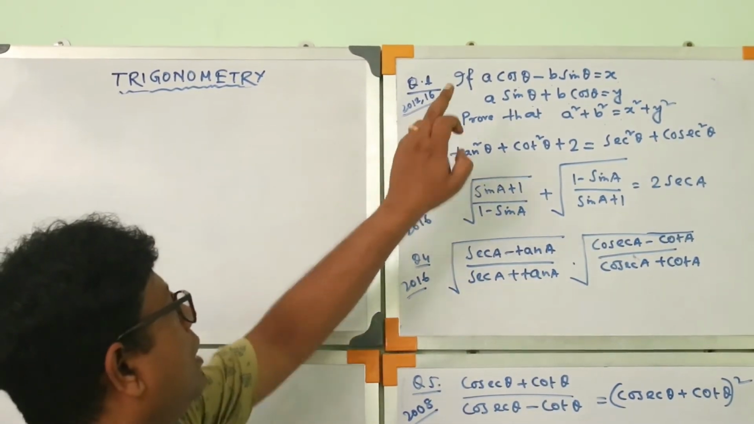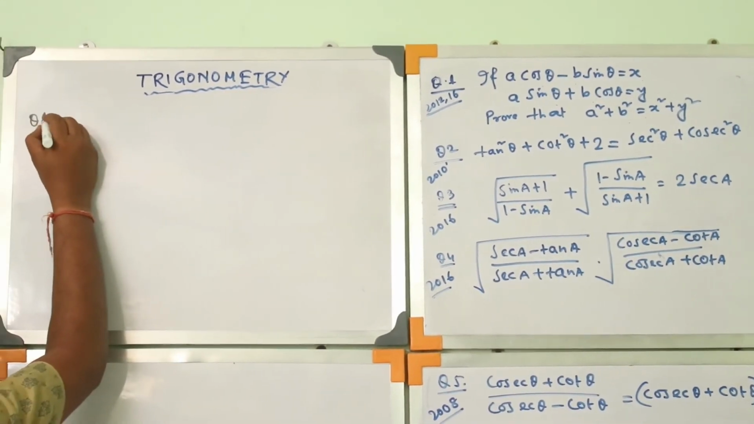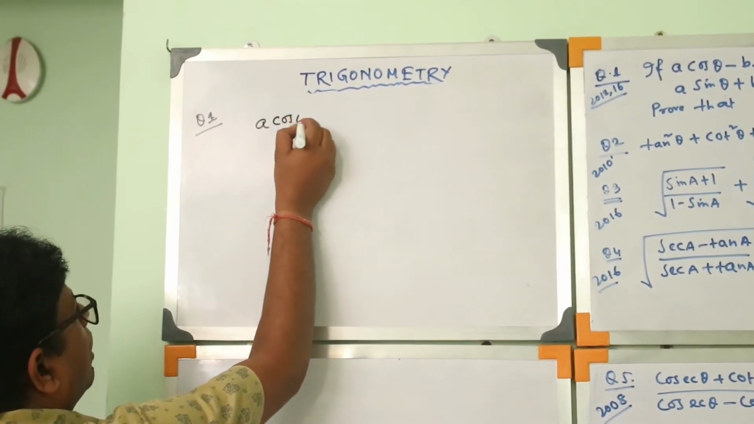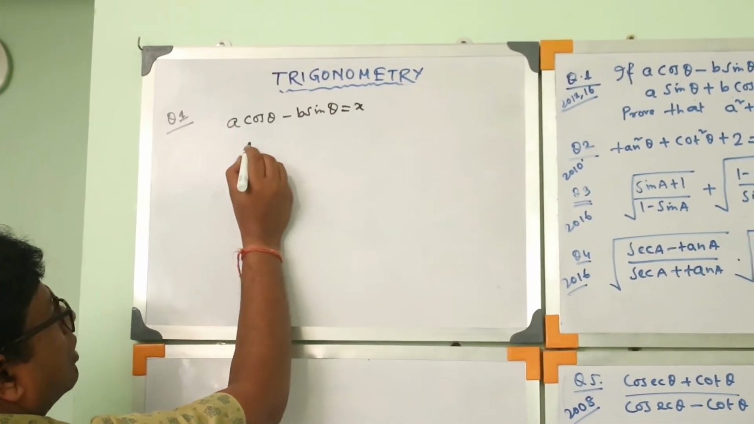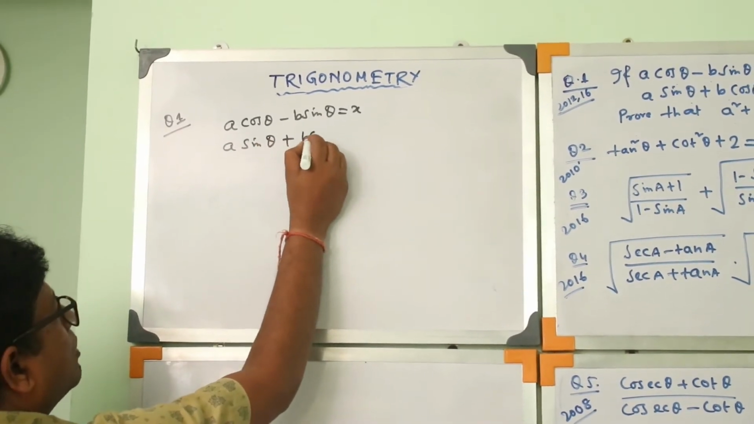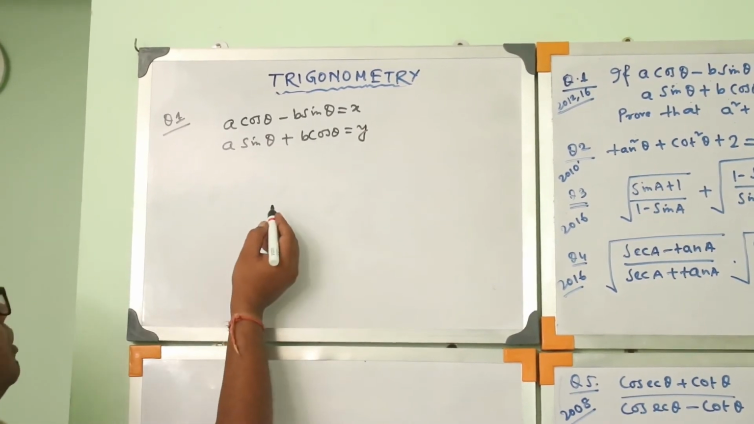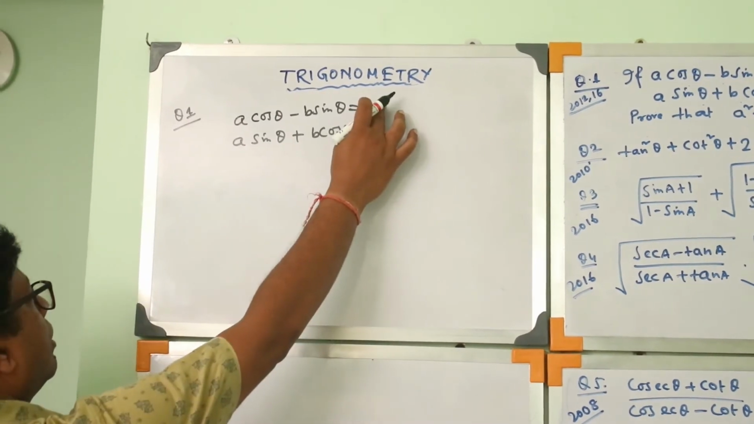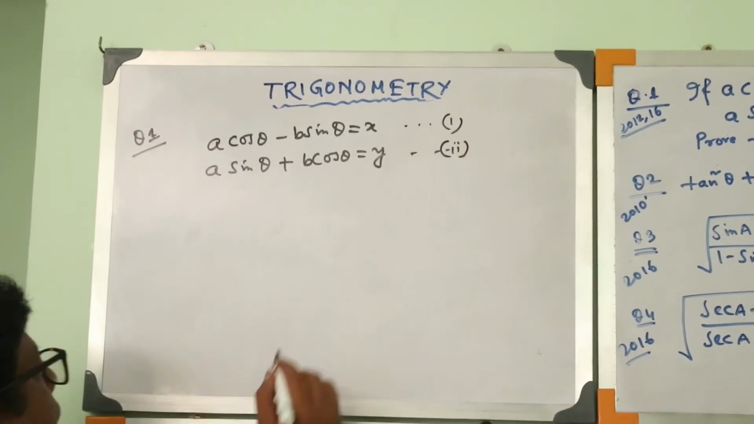CBSE 2012 and 16. Question number 1. Equation number 1 is given: a cos theta minus b sin theta is equal to x. The second equation is given: a sin theta plus b cos theta is equal to y. Squaring equation number 1 and equation number 2, we will add the two equations.